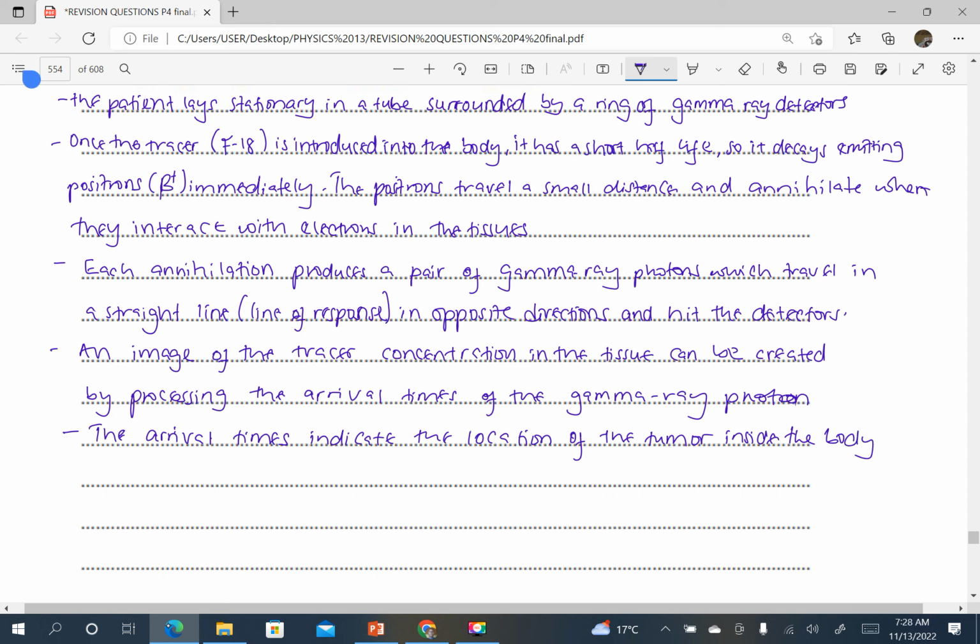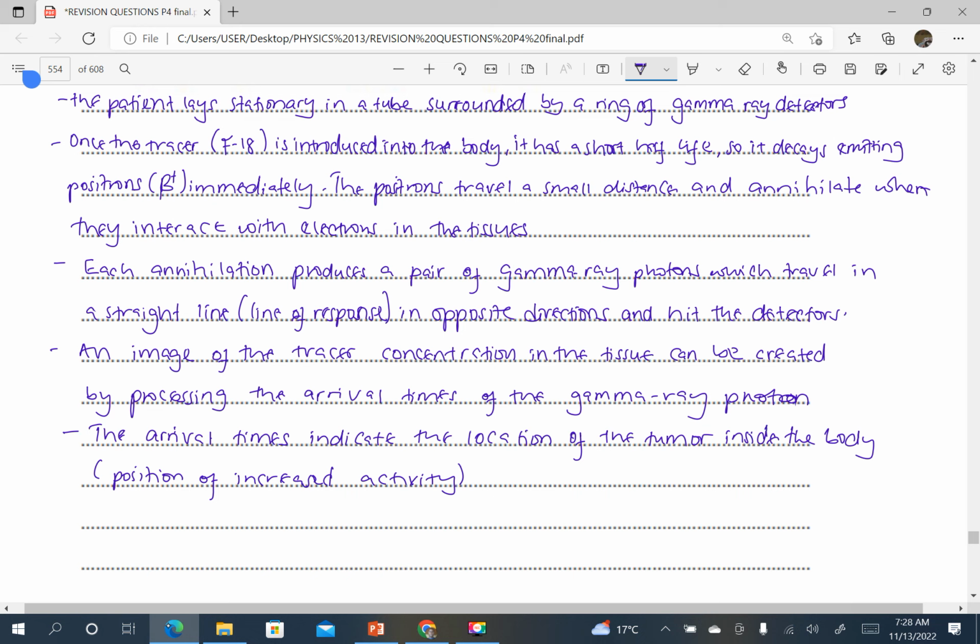That is the position of increased activity, to be precise. So the location of the tumor is that position where the activity has increased.